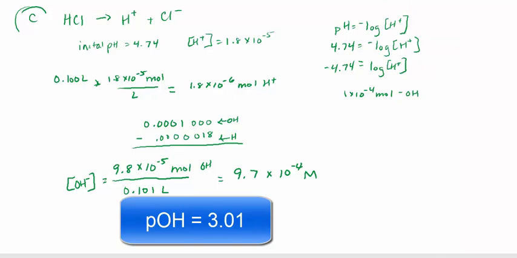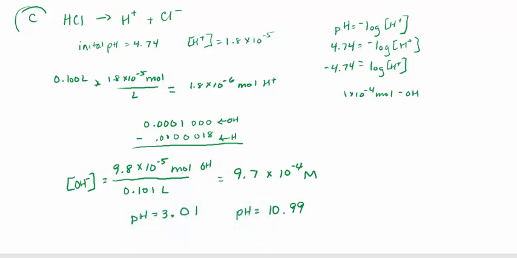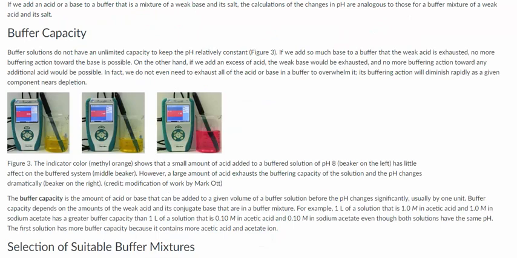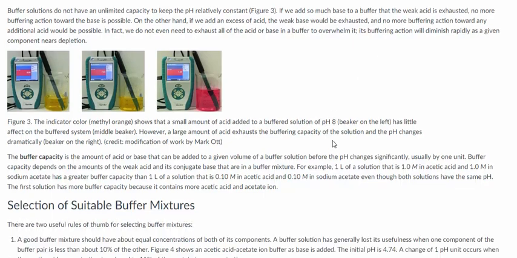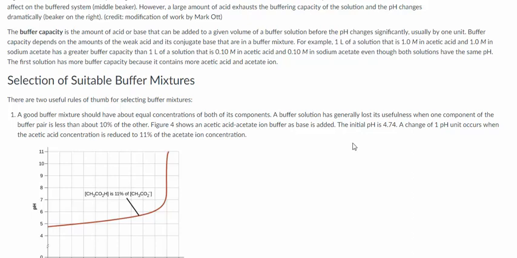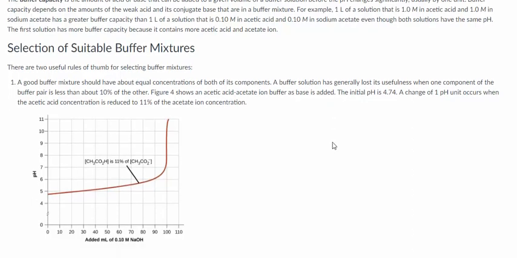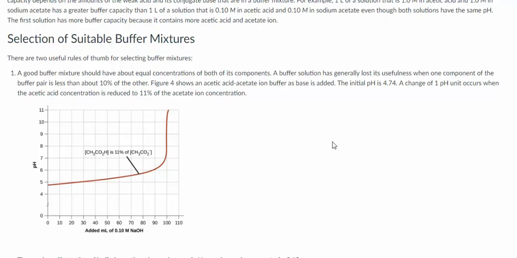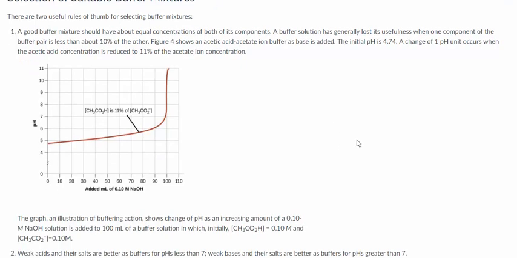Now when you have a buffer, your buffer is not infinite. Your buffer has a particular capacity, and that capacity is related to how much of the acid and the conjugate base are actually in the solution. You can also choose suitable buffers based on the pHs that you're looking to equilibrate towards. So a good buffer mixture should have about equal concentrations of both of its components. Now when they say both of its components, you're looking for the weak acid and its conjugate base, or the weak base and its conjugate acid.